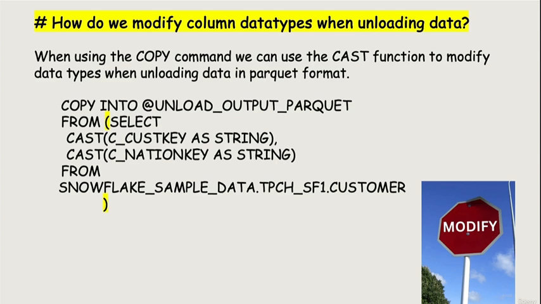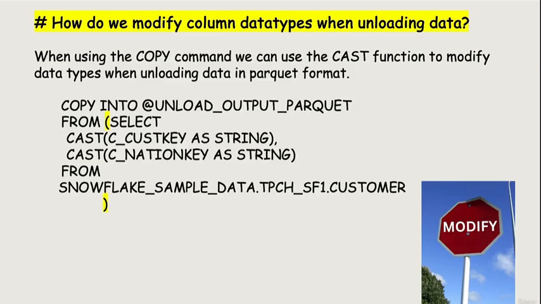Having understood as to why we need to modify column data types when unloading data, let us now come and discuss how to do it. We know that Snowflake in the unload command supports the entire gamut of SQL that Snowflake has. And so the only thing that we simply need to do is we need to use the cast function to cast a data type to whatever we want.